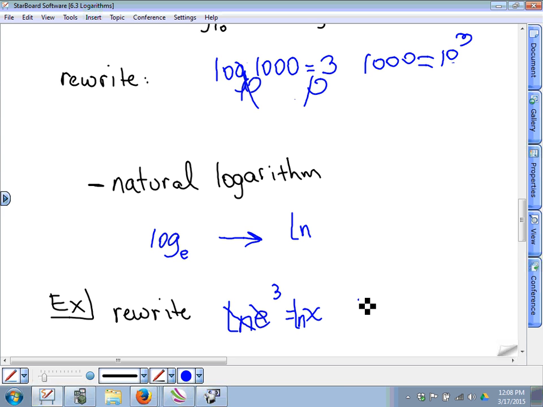So I'm going to see if I can write with my mouse. 3, so far so good, equals ln of x. There we go, got it. 3 equals natural log of x.